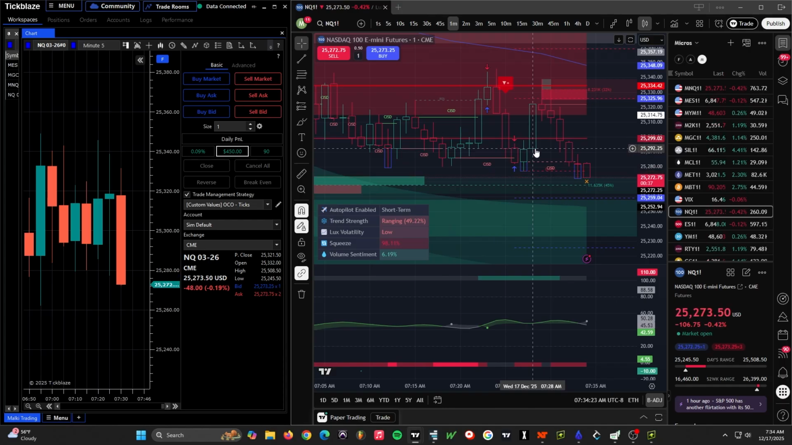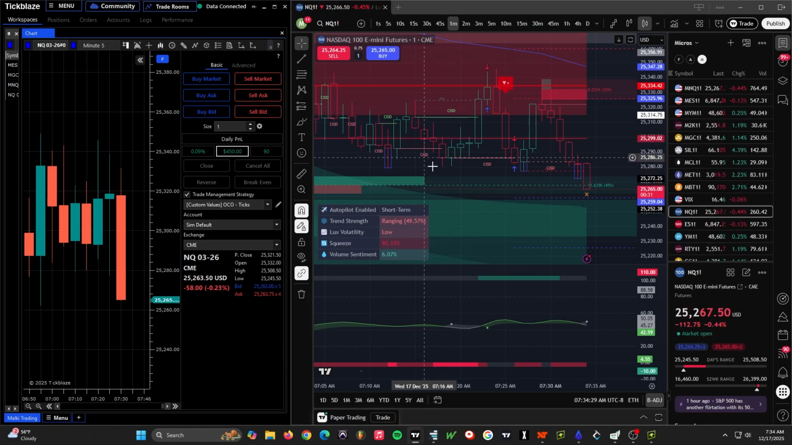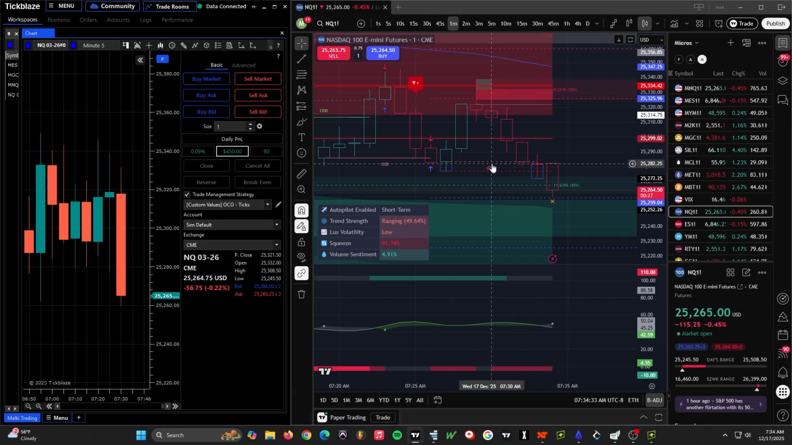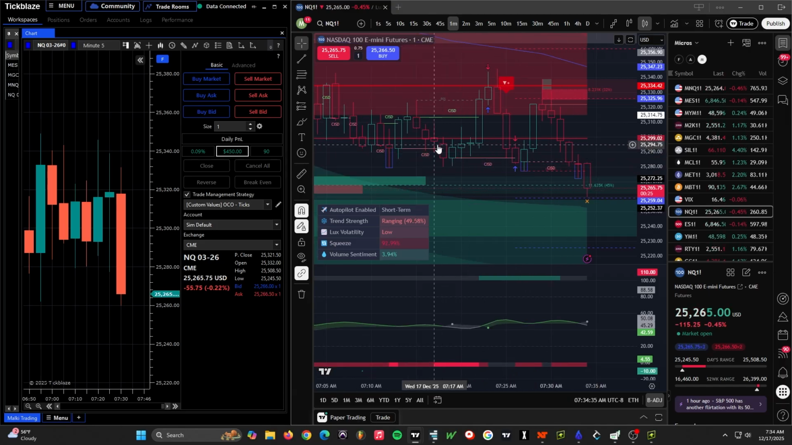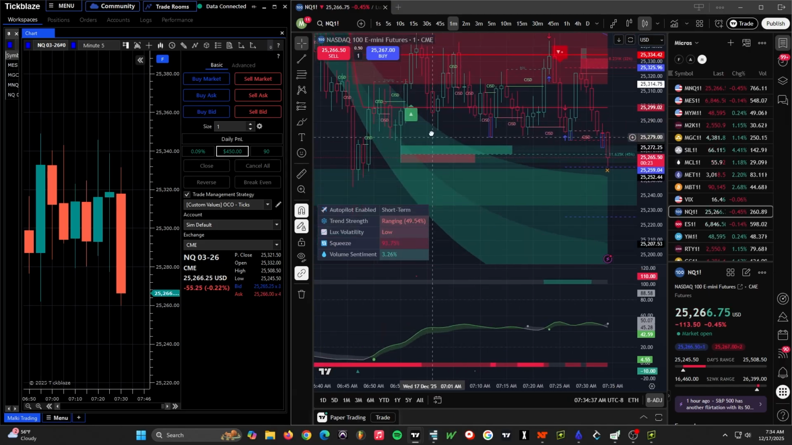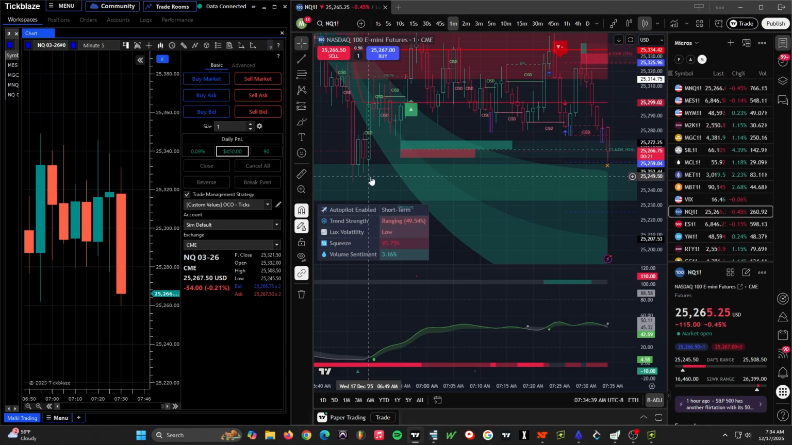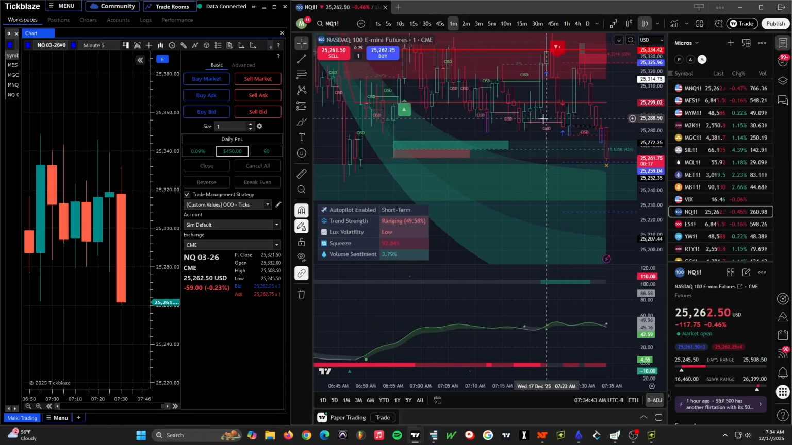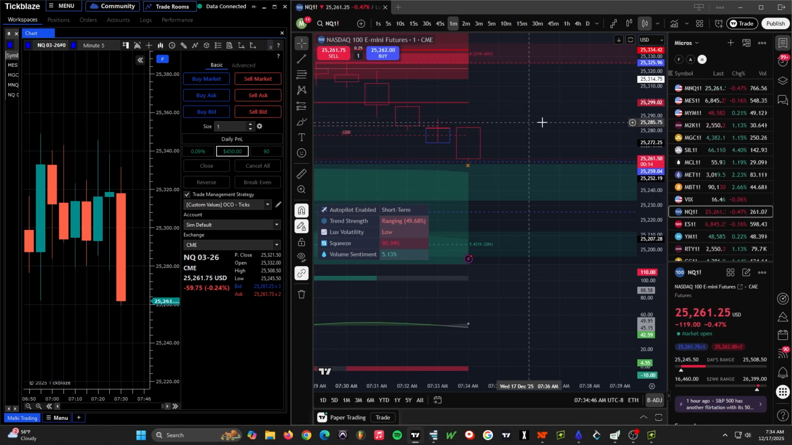See right here, 25,292. This is a good long. If it comes back up here, or like 25,286, that might be a good long, or a level to long too if you were gonna contrarian trade it. You could just look back on the charts and see the levels it was making, right? You kind of get an idea of good levels to set your take profit and stop loss at.